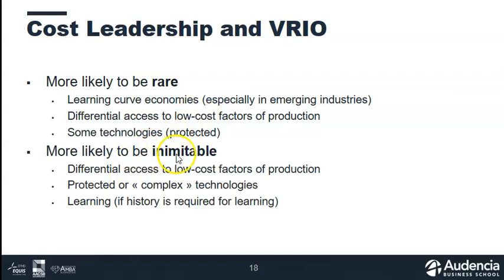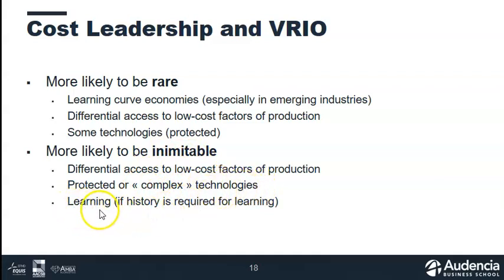Are they inimitable? Can somebody copy them or find a substitute for these rare things that we've created? Again, differential access to low-cost factors of production may be sustainable over time. It really depends. There may be licensing arrangements here. Protected or complex technologies offer us a cost advantage that are rare and may be difficult to copy over time. The more complex they are, the more difficult they are to copy or to substitute for.